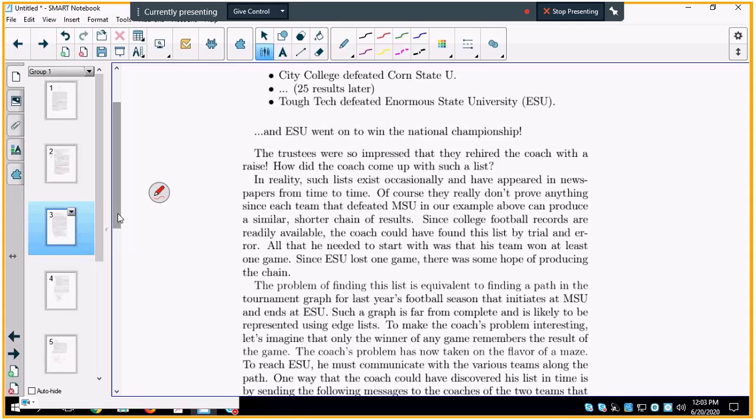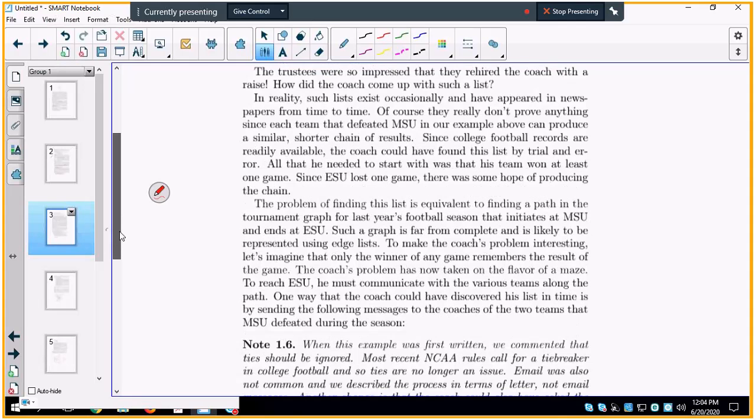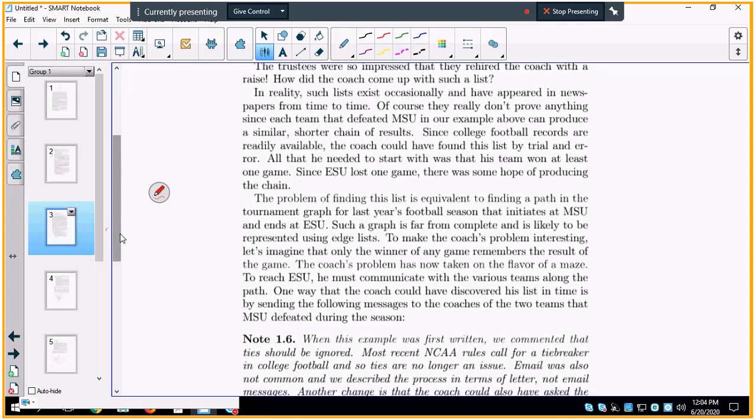So the coach releases this as a press release, and the trustees are so impressed that they decide to rehire the coach, and with a raise. So how would the coach find such a list? He would use a breadth first search, because essentially what he's found is a path from his school to the championship through teams that they beat. Okay, so in reality, such lists exist occasionally and have appeared in newspapers from time to time.